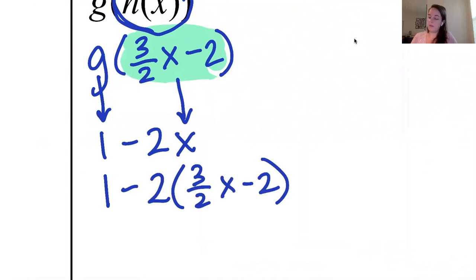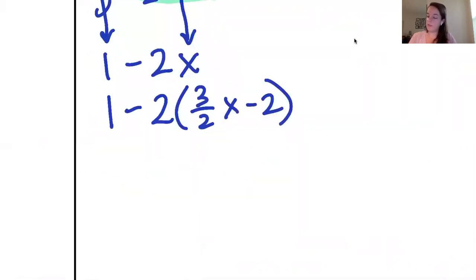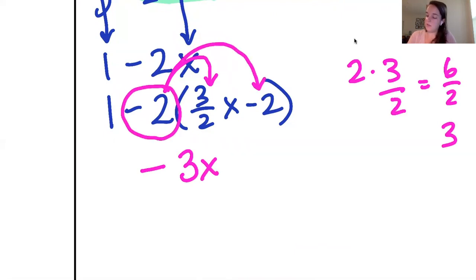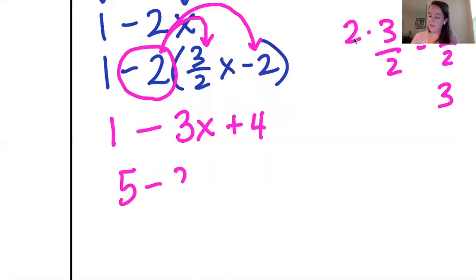I'm going to go ahead and distribute to simplify. So negative 2 times 3 halves would be negative 6 over 2, which would be negative 3x. Some of you I know are in the habit of canceling like this, so you get 3x. The way that I did it in my head was 2 times 3 over 2 would be 6 over 2, which is 3. So bringing in that negative, since it is negative 2 that we're distributing, and then negative 2 times negative 2 would be positive 4. Don't forget to bring down that 1. Combine like terms, you get 5 minus 3x.